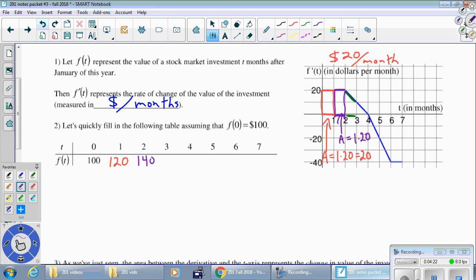And in general, the area under the curve and above the horizontal axis is how much money you make. And so if we take a look at that shape, it's a trapezoid. The area of that trapezoid is exactly how much money comes in over the course of that month.